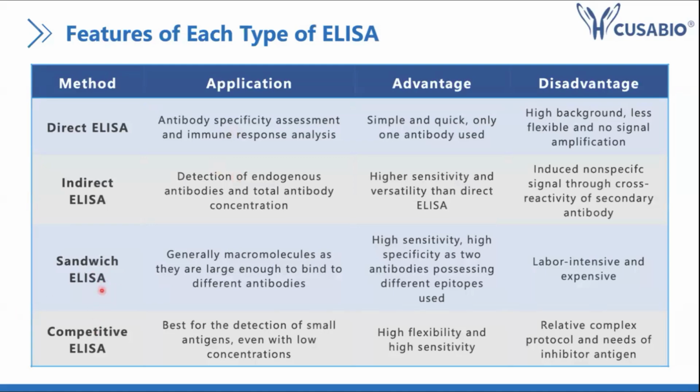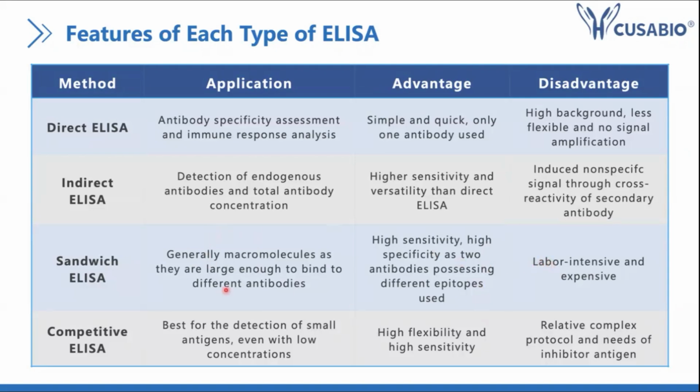And then for the sandwich ELISA and the competitive ELISA, just be sure that for the sandwich ELISA, you have the 2 primary antibodies here. And for the competitive ELISA, you have 2 different antigens, especially the inhibitor antigen. It's needed. So for these 2, the protocol will be more complex than the previous two. And also the sandwich ELISA, because you have an additional primary antibody, the price will be slightly higher for this one compared to the other three.